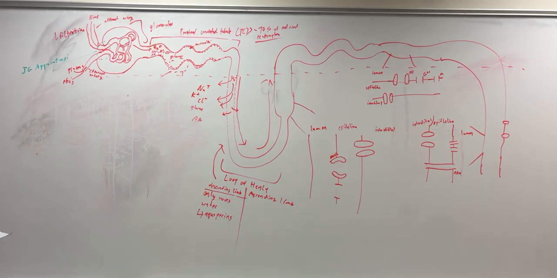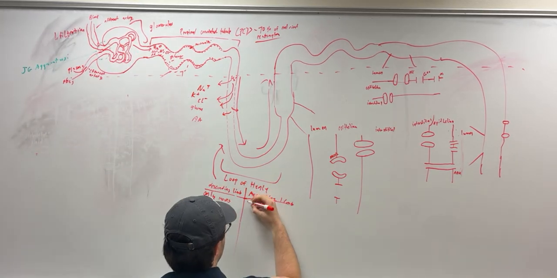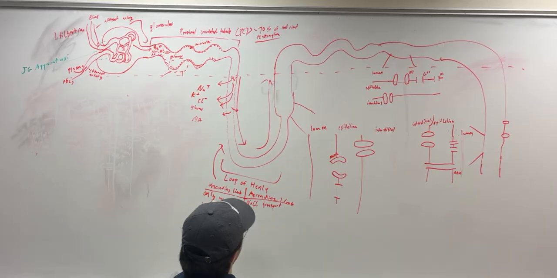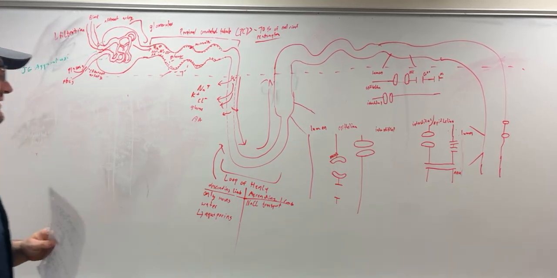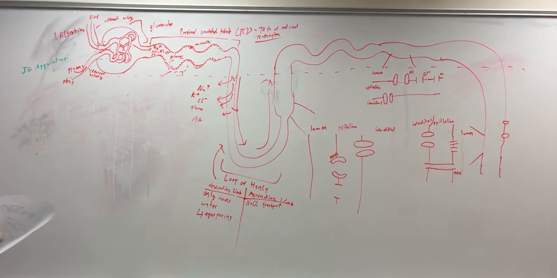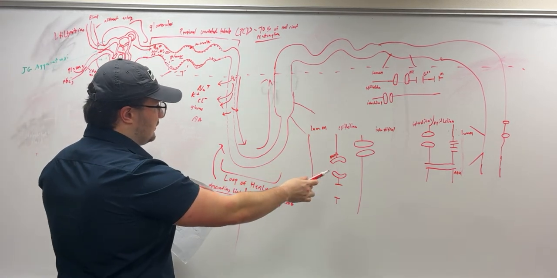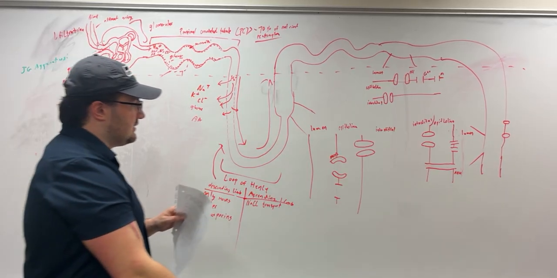So the ascending limb of the loop of Henle is going to be NaCl transport. That's going to be the primary thing that it does, and it's going to do that through a specialized secondary active transporter. So I've sort of zoomed in again on this little portion of the ascending loop of Henle.